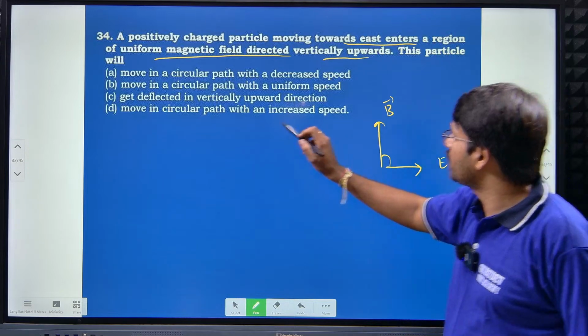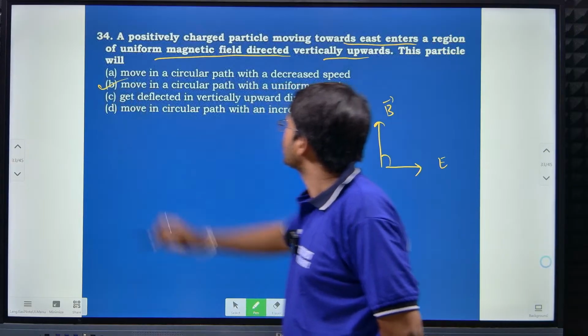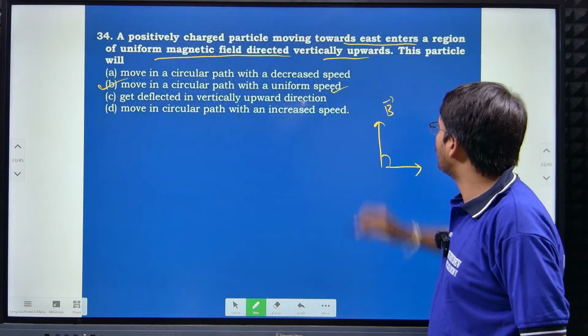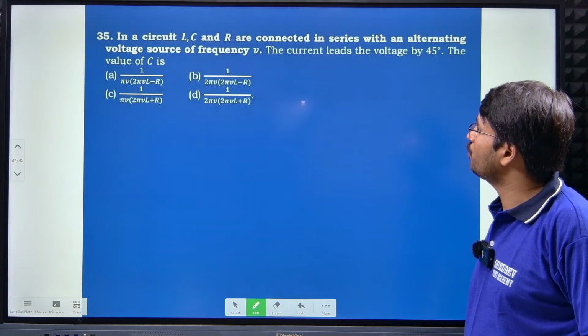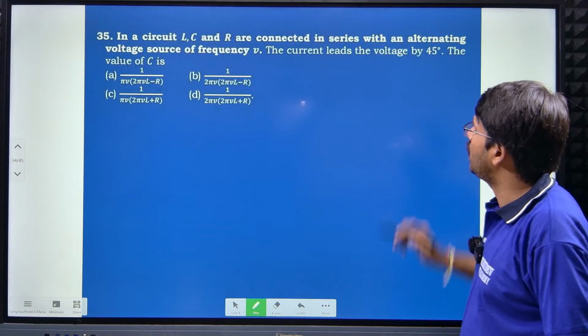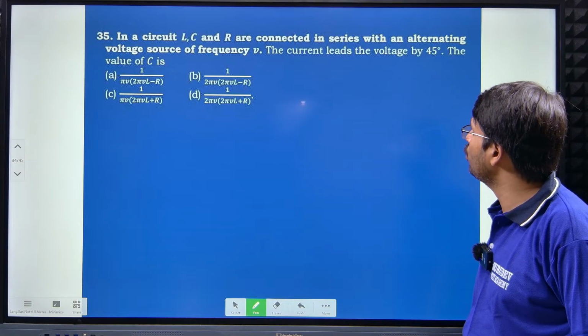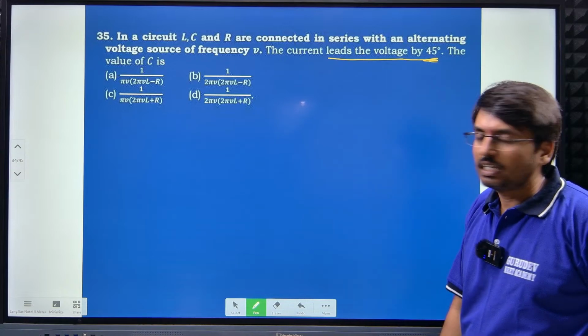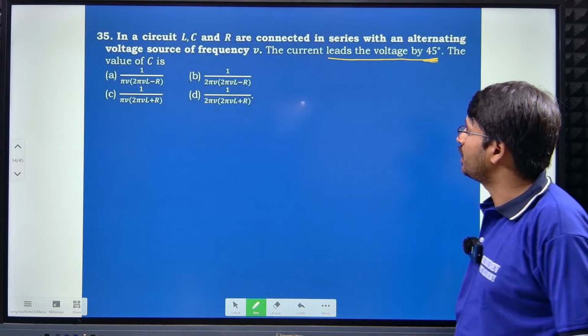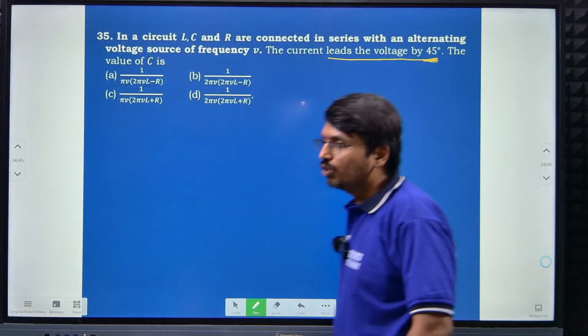Okay, so therefore what we can say here is that it moves in a circular path with uniform speed, so that is the right answer. Next, in a circuit of LCR connected in series with an alternating voltage source of frequency nu, the current leads the voltage by 45 degrees. If the current leads the voltage by 45 degrees, what is the value of C?